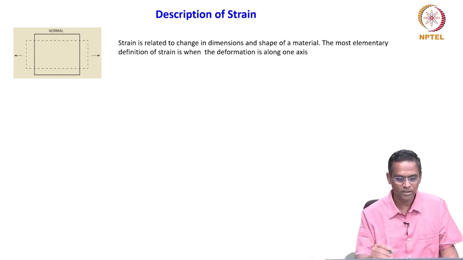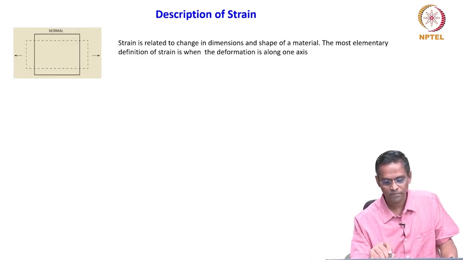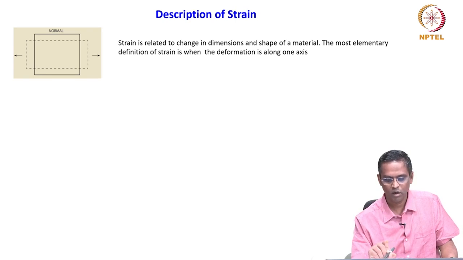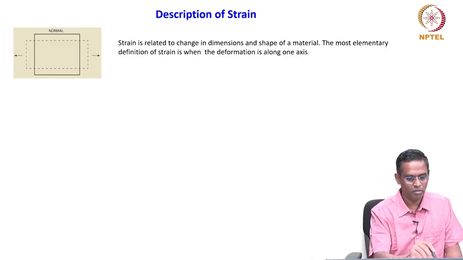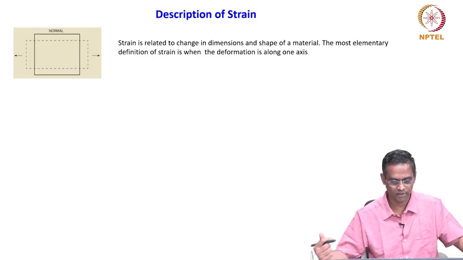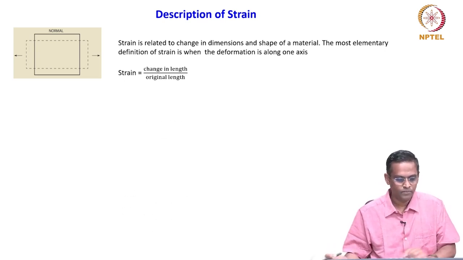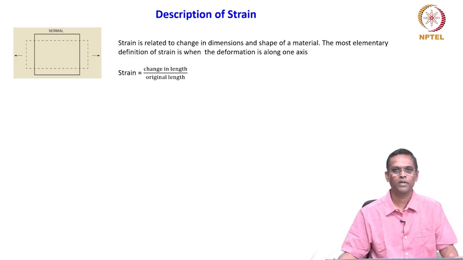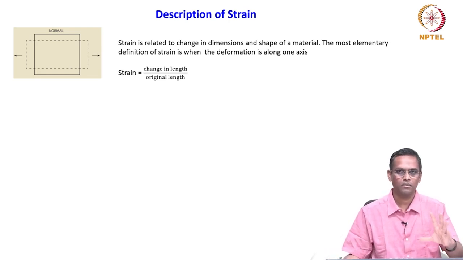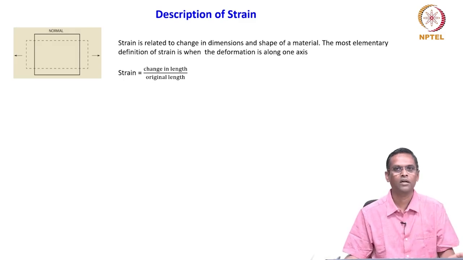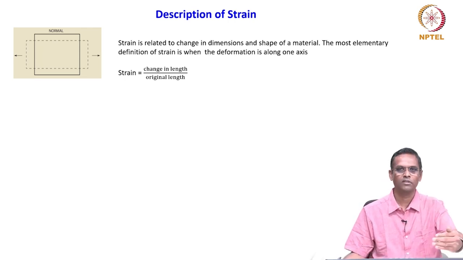Like stress, strain is related to change in dimensions and shape of a material. The most elementary definition of strain is when the deformation is along one axis. So, like this, you have the normal component which is being pulled in both directions, in one axis. And strain is given a very simple definition. Strain is equal to change in length by original length. In the beginning also we talked about average strain, right? And here we are talking about a description of strain at a point, okay? Here also we are making a very simple introduction. We are not giving any specific coordinates of the point, but just a general description, then we will get into the details, okay.